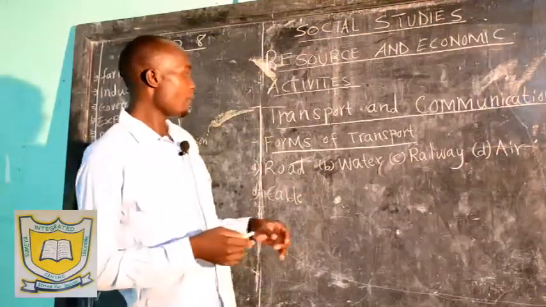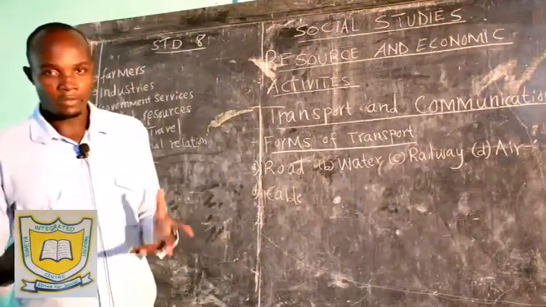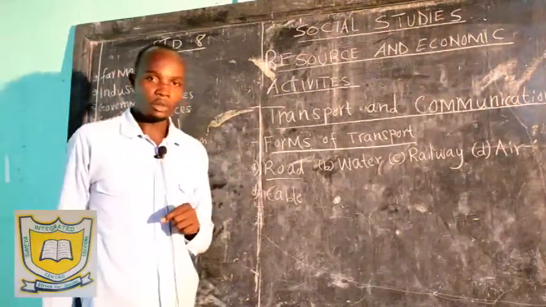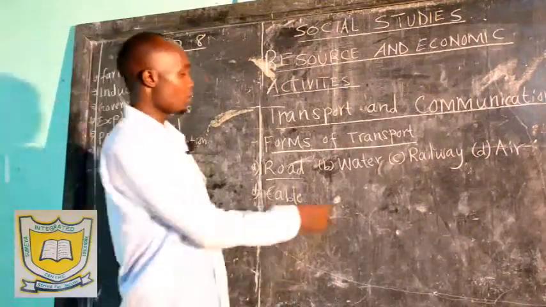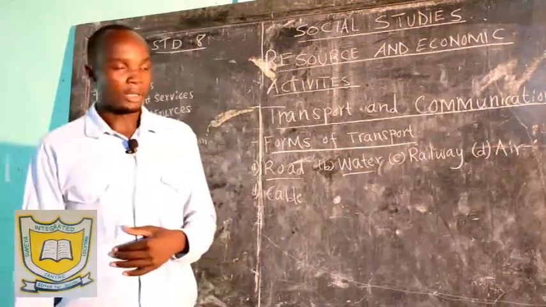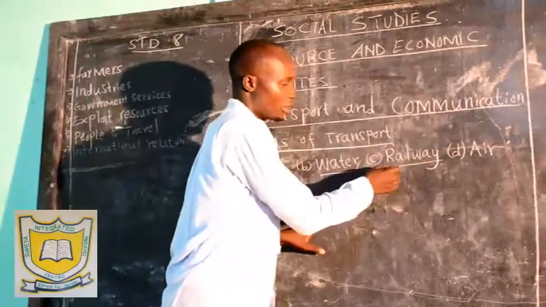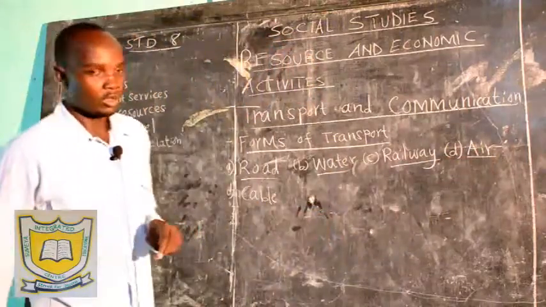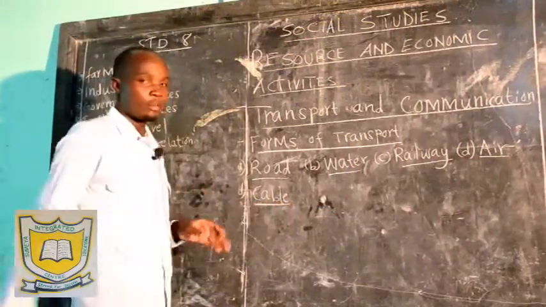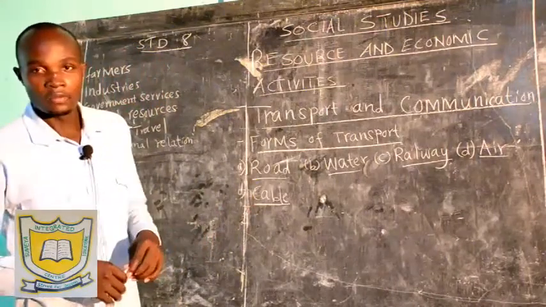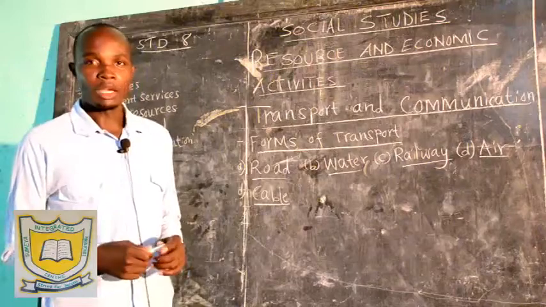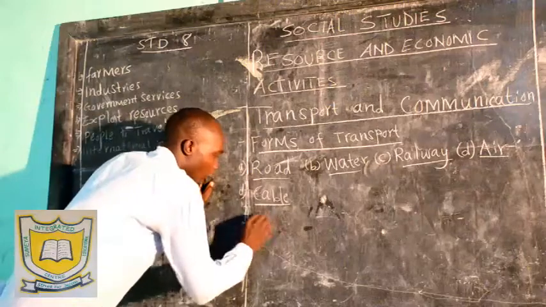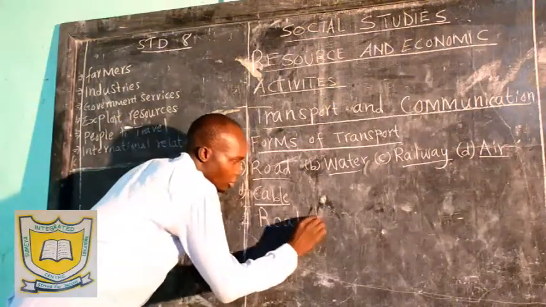Now, we have forms of transport. We have different forms of transport. Number one, we have road transport. Then number two, we have water transport. Number three, we have railway transport. Then we have also what you call air transport. Then lastly, we have what we call cable transport. So we are going to look at these forms of transport one by one. So we shall start by looking at road transport.